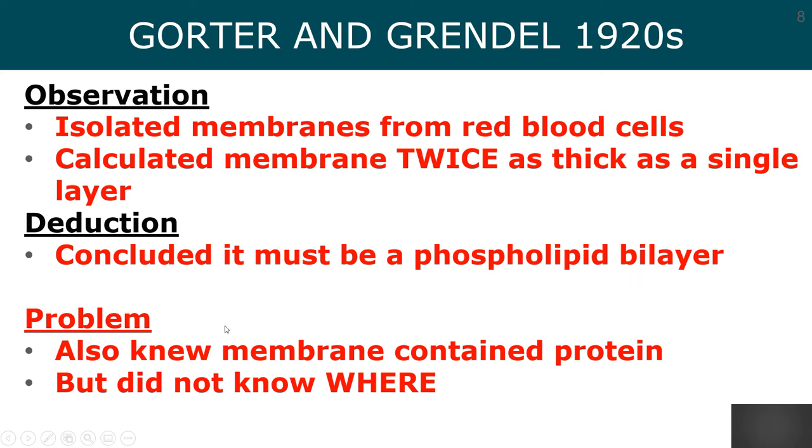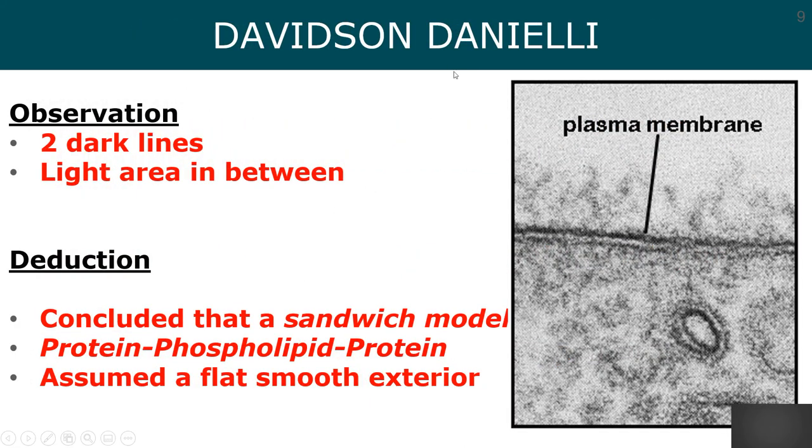So this was the first part of the model, but even though they knew that somewhere in that membrane there were proteins, they did not know where they were. And so when electron micrographs came on the scene, when we started to have those electron microscopes available and they were able to take really good pictures of what a cell membrane looked like, they were able to see these two sort of dark lines forming like a railroad track.